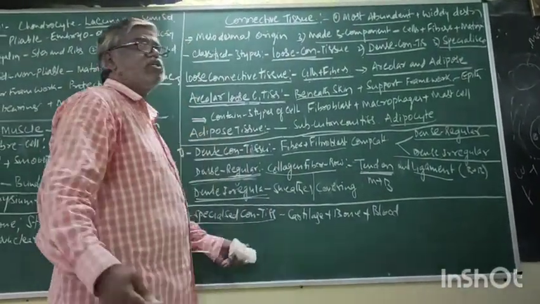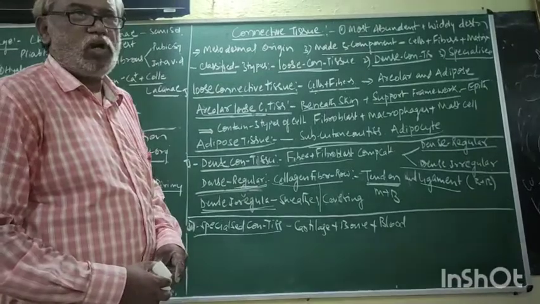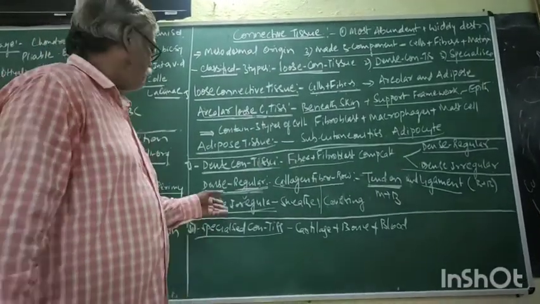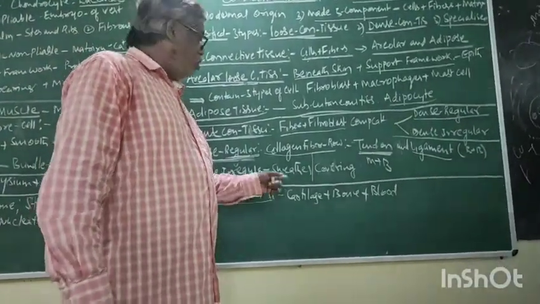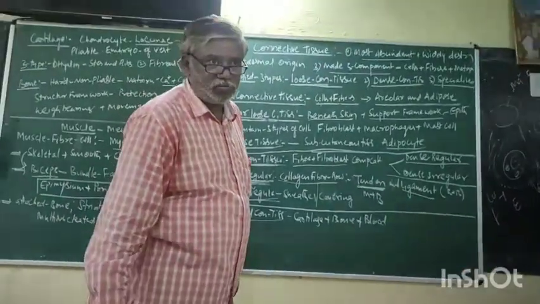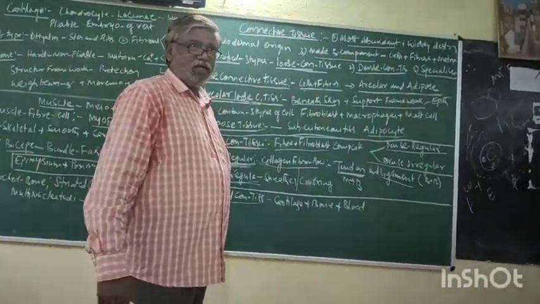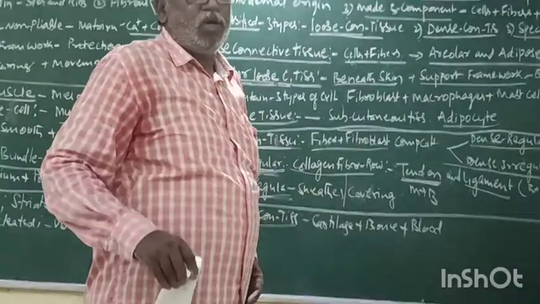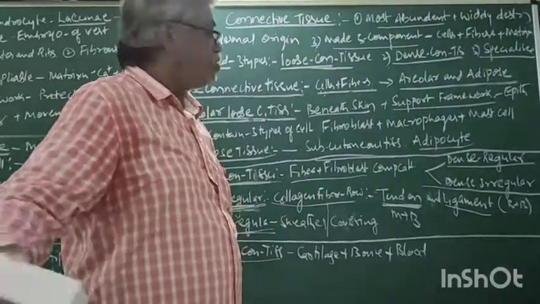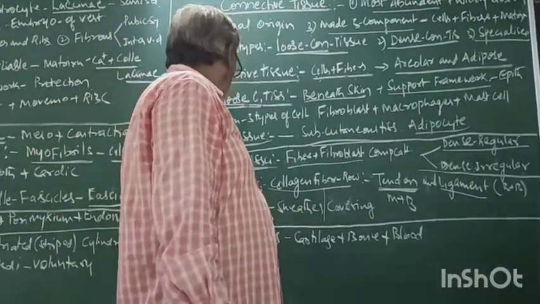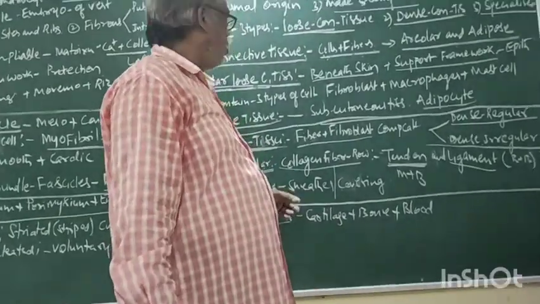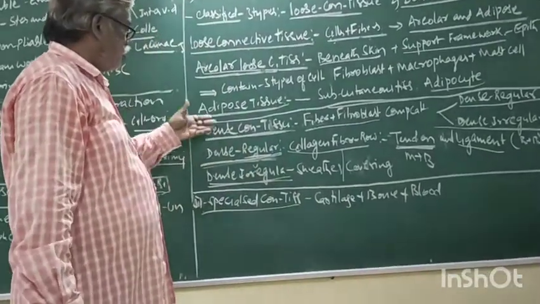Now in densely irregular tissue, the collagen fibers are scattered. There is no particular arrangement. Hence it is called densely irregular. Protective sheets like the pericardium, where internal organs are covered by protective visceral membranes, are examples of densely irregular tissue. So that covers loose connective tissue and densely connective tissue.